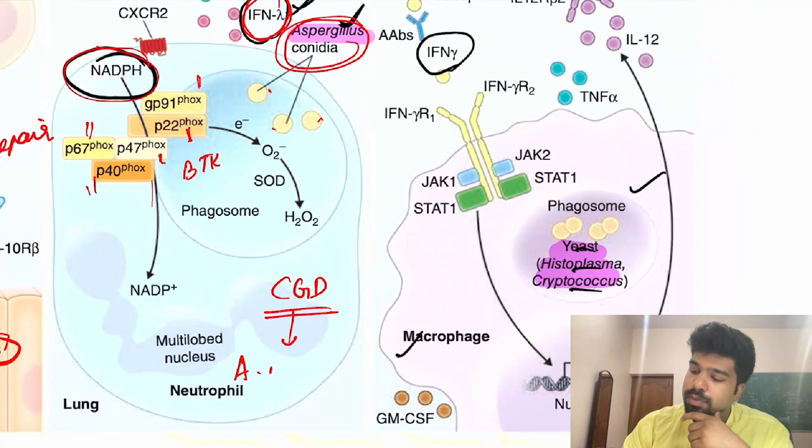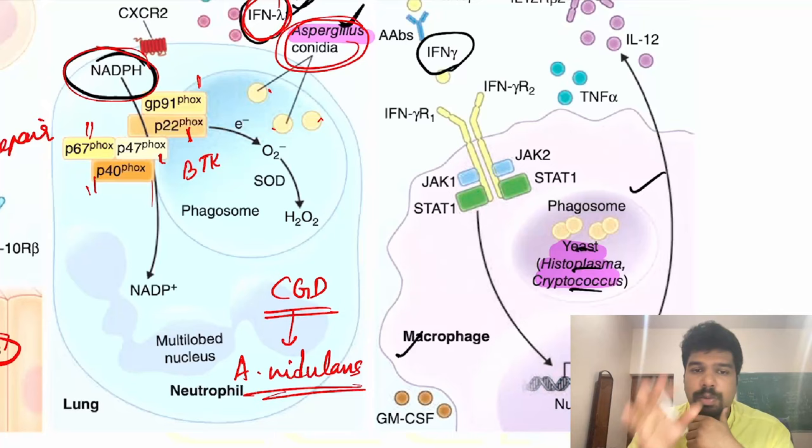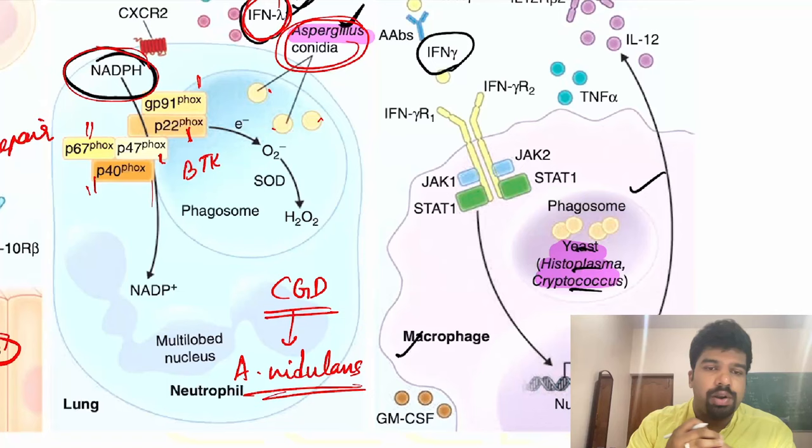Please note down, all of these are present in Harrison somewhere or the other. It can never be present in one format. These are all high-yield picked up points that I'm telling you in one ordered fashion. So in CGD, the Aspergillus that is very specific is Aspergillus nidulans.